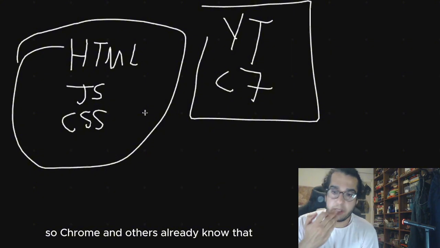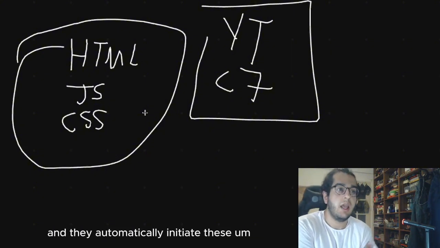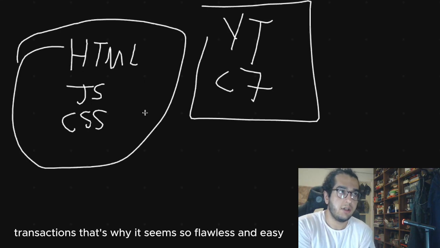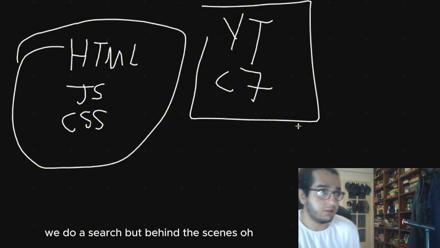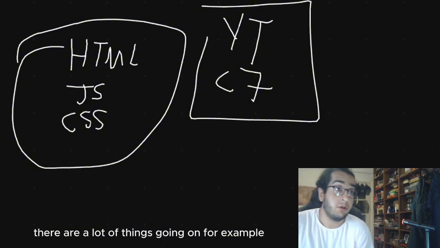So Chrome and others already know that, and they automatically initiate these transactions. That's why it seems so flawless and easy. What do you see on your screen when you do a search? But behind the scenes, oh, there are a lot of things going on.